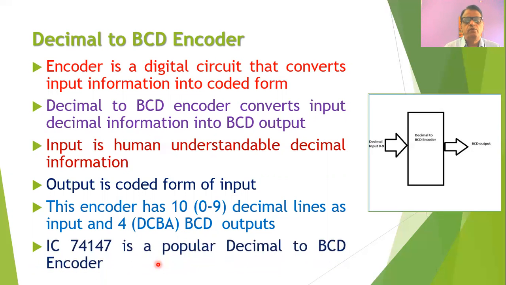IC 74147 is a very popular decimal to BCD encoder. So whenever in a certain application you need to make use of a decimal to BCD encoder, you can make use of this IC 74147.